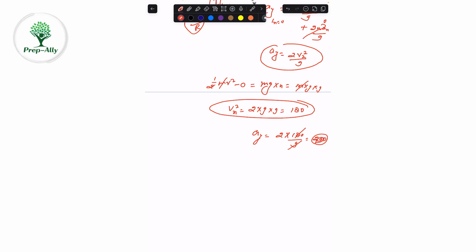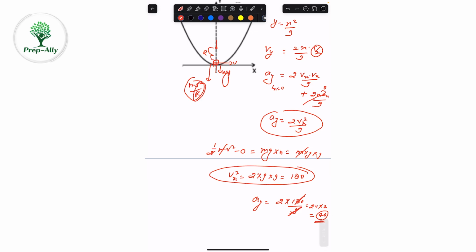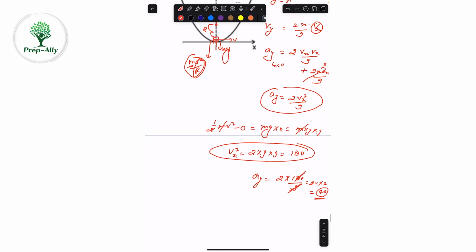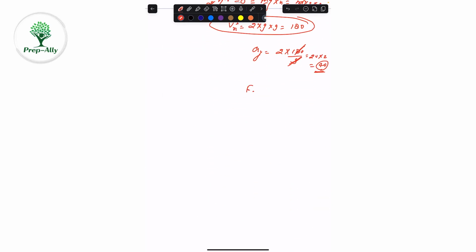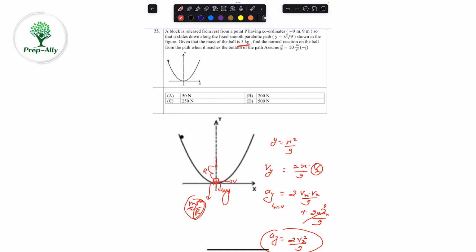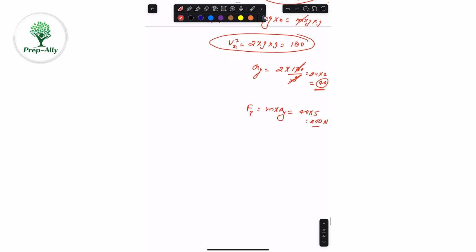Not 200, sorry. This is 180 by 9, which is 20. 20 into 2, we'll have 40. So this is the acceleration, the pseudo force acceleration v square by r that we already got. We have to multiply this by mass. So the mass of the body is 5. So we get pseudo force Fp is equal to mass into acceleration in the y direction, which is equal to 40 into 5, which is 200 Newton, and the weight of the body is 5 into g, which is 50.